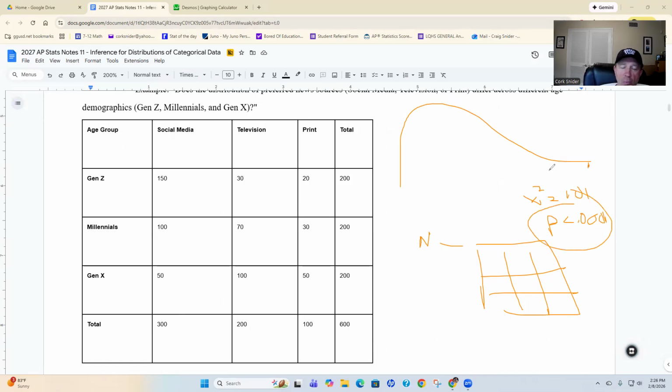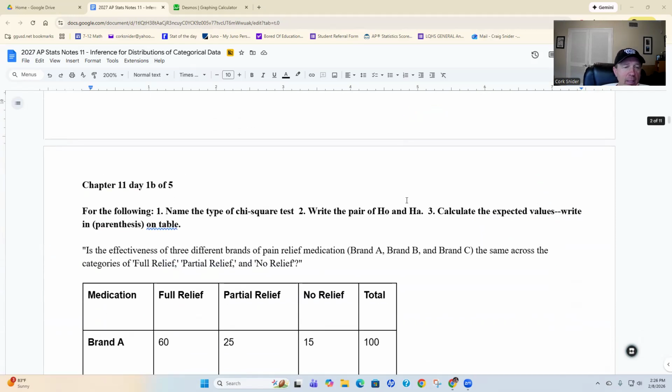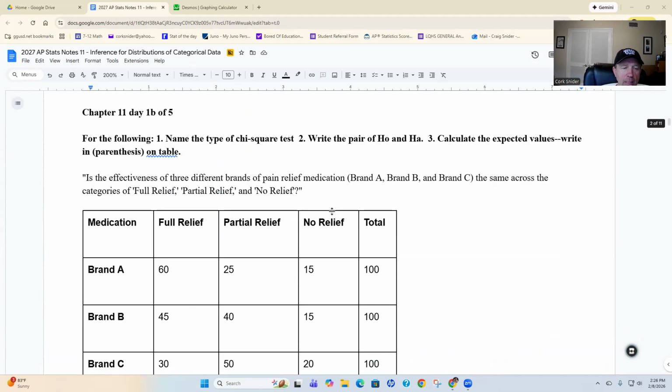Okay. And then we reject H0. We do have evidence to suggest that different age groups use different platforms for their news. Pretty simple. That's how you run that. It's very, very easy to do. We're just doing the basics today. We're not really getting into the nitty gritty. I'm looking ahead a little bit, but here's another prompt like that.